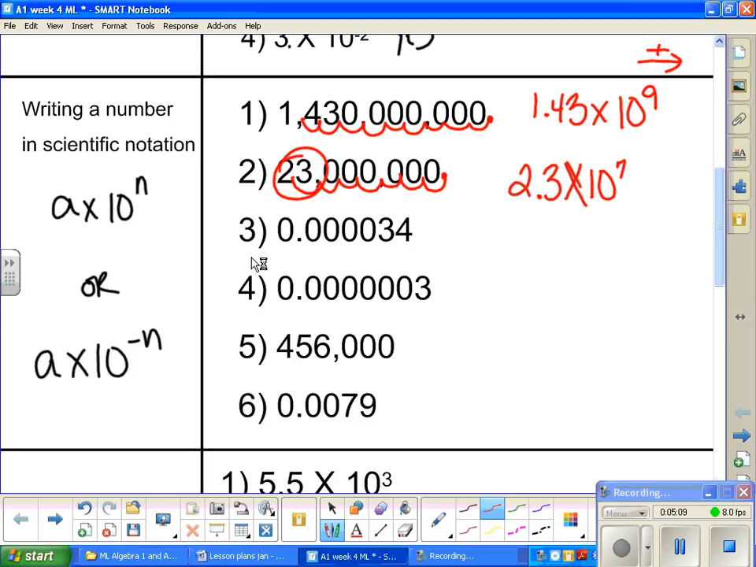The next one is different. Number 3 is the opposite of 1 and 2, because number 3 is a decimal. So when I'm finding my decimal, I'm actually moving it to the right. 1, 2, 3, 4, 5. So instead of positive 5, it's actually going to be a negative 5. And I've moved it in between the first two numbers, so 3.4.